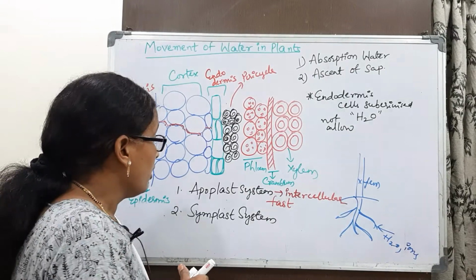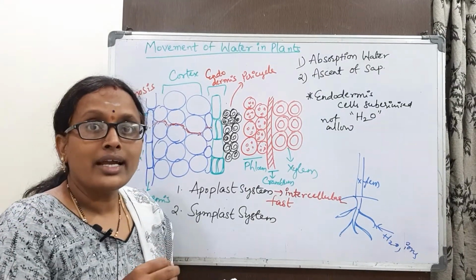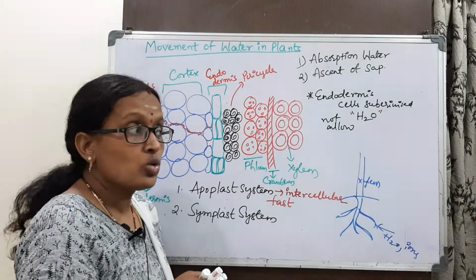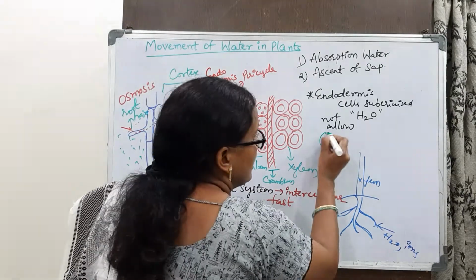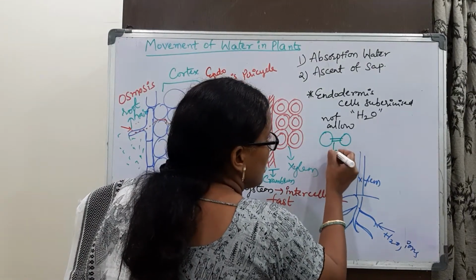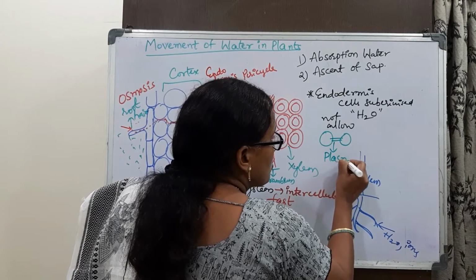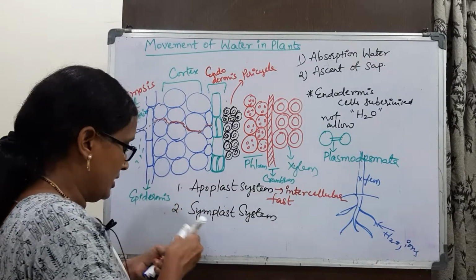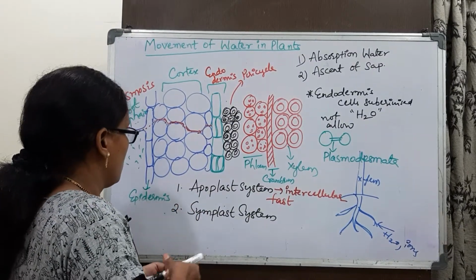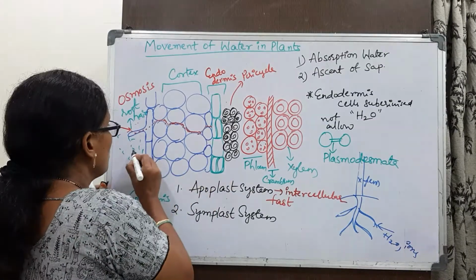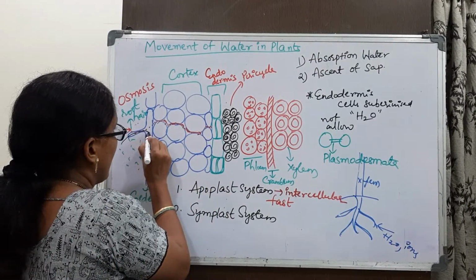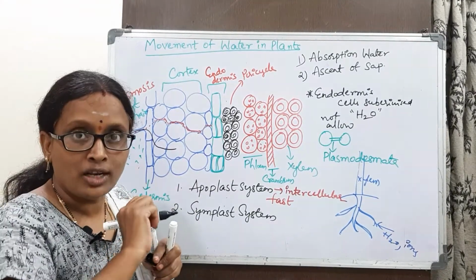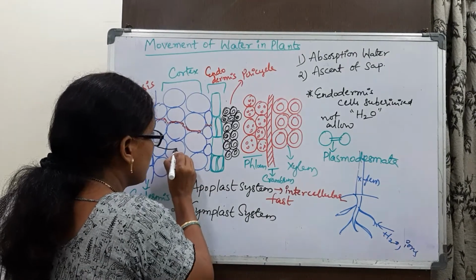In the symplast system, water enters through the cell. We know that the cells are connected, one cell with another cell, by plasmodesmata. In this symplast system, water is absorbed by the roots and moves through the cells, crossing the cell walls and entering through the plasmodesmata.